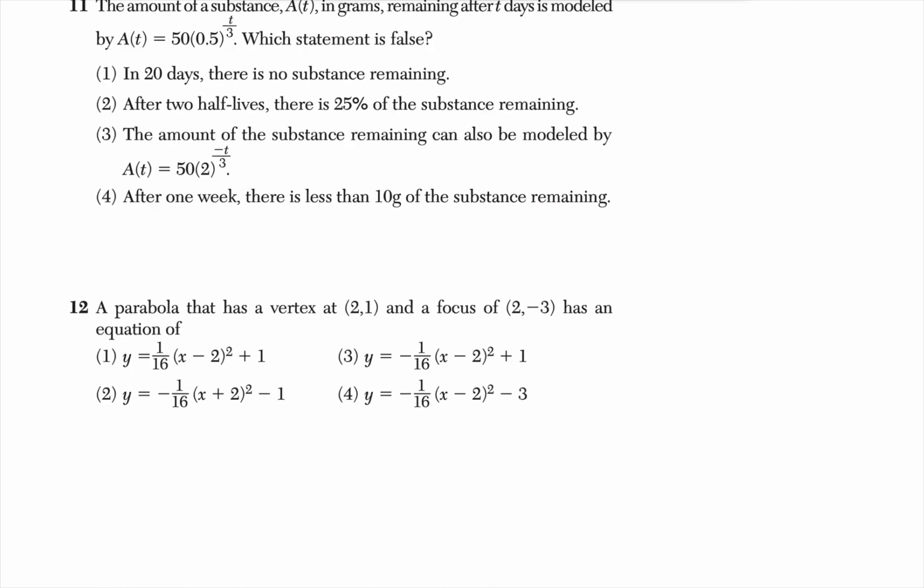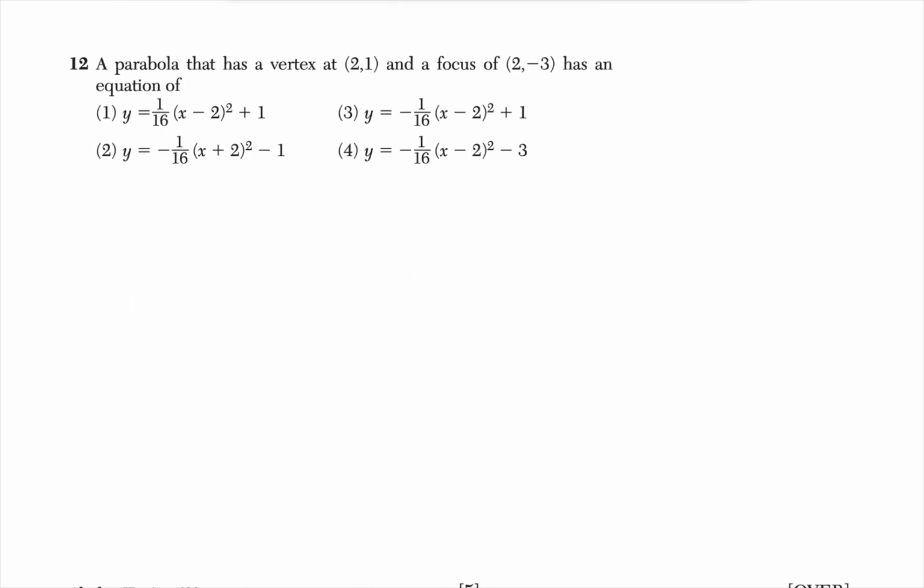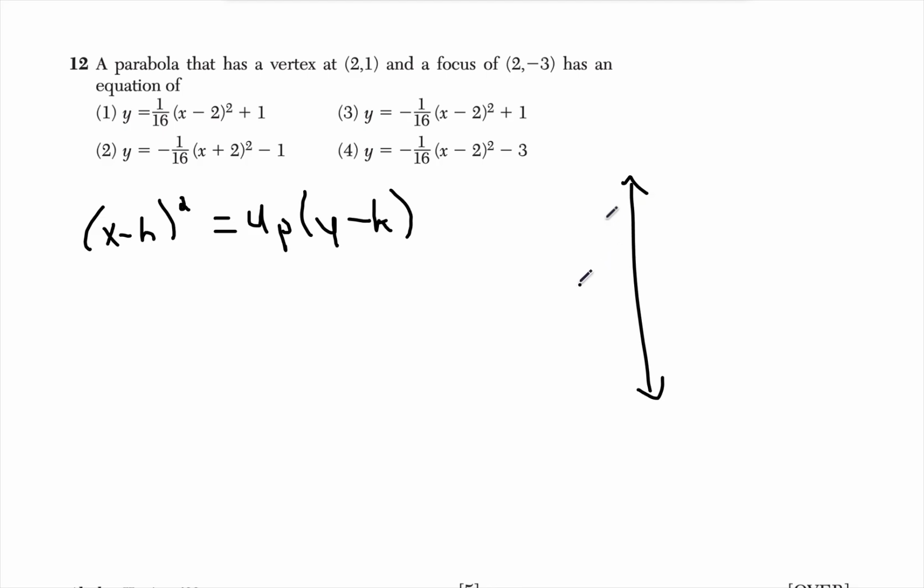Last one, number 12, the parabola. We never really learned this one in class. The equation for finding a parabola is x minus h squared equals 4p times y minus k. And I'm just going to go over here and make a quick little sketch.